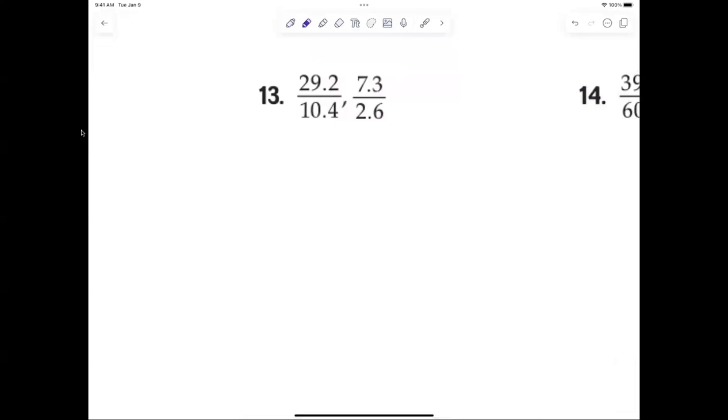All right, here we go. 13. All right, does everybody see? I don't feel like doing this one either. Does everybody agree? All right, so I'm going to get rid of the decimals. If I get rid of the decimals, the first fraction just becomes what? Thank you, 292 over 104. And then the other one is what? 73 over 26.